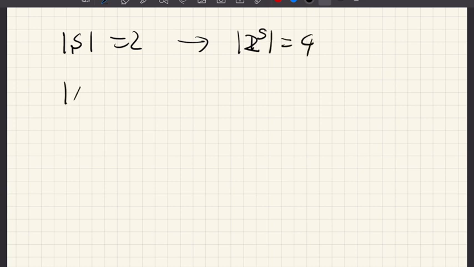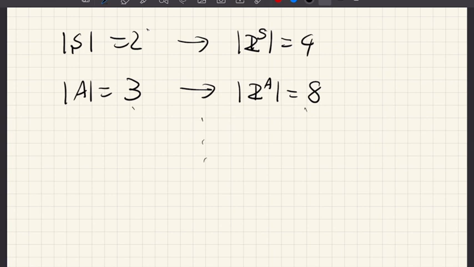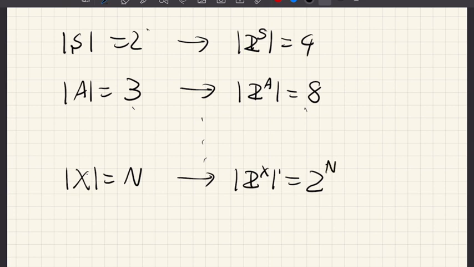So do you see the pattern? The cardinality of S was 2, then the cardinality of its power set was 4. And the cardinality of the set A was 3, and the cardinality of its power set was 8, and so on. So 2 to 4, 3 to 8, and so on. Actually, if set X contains n elements, then its power set will have 2 to the power of n elements. You should try it. So that's why we use 2.